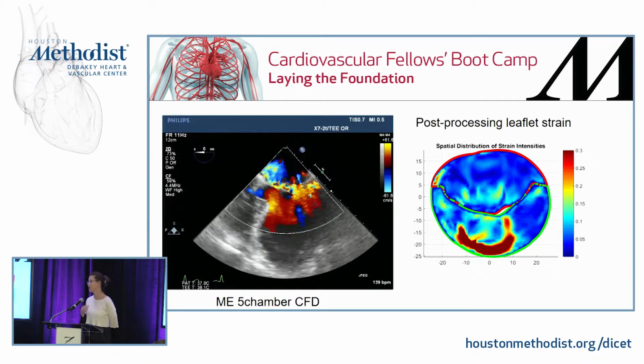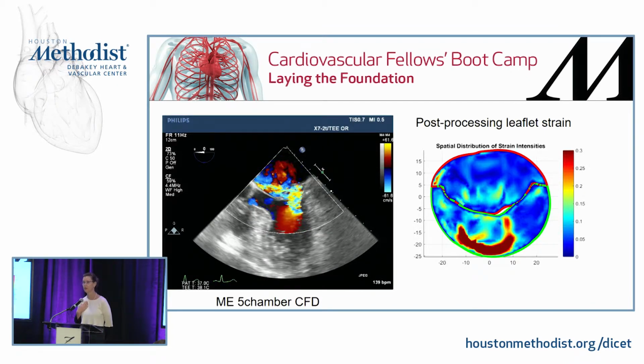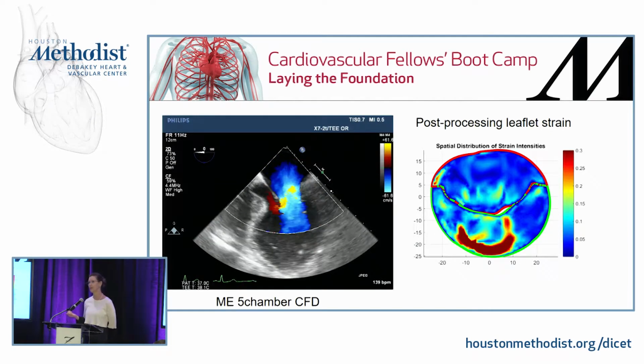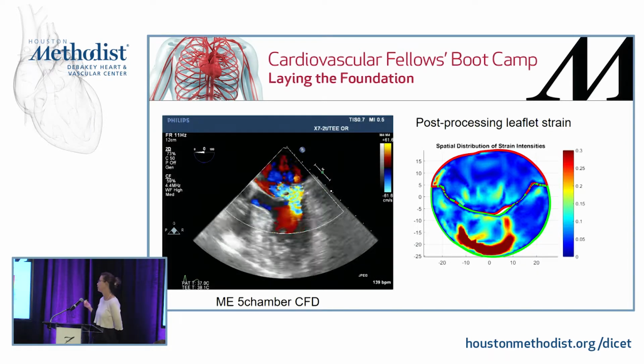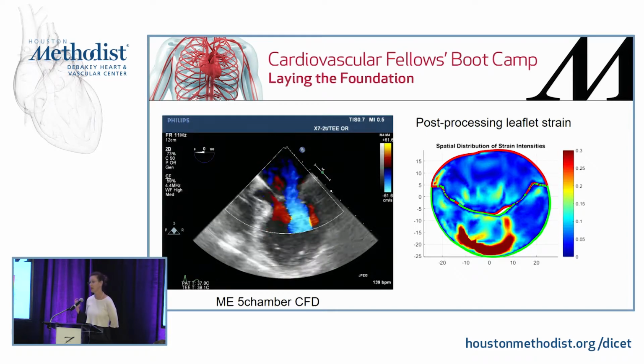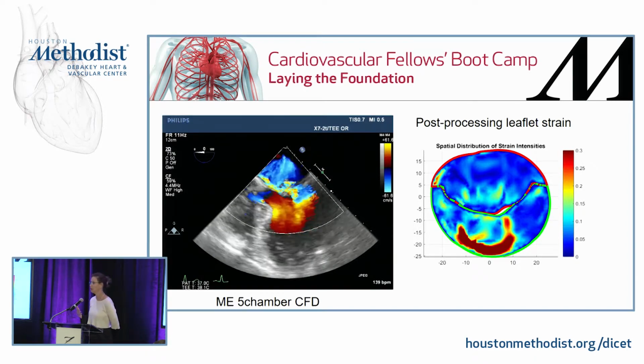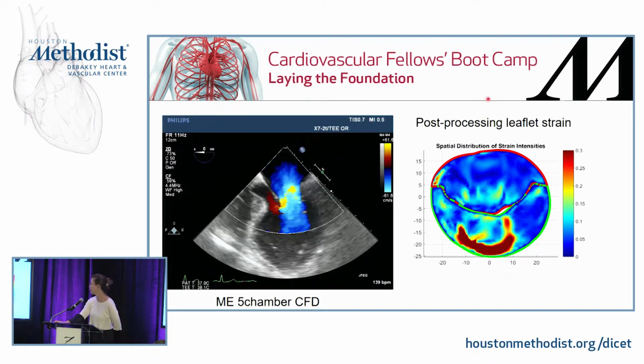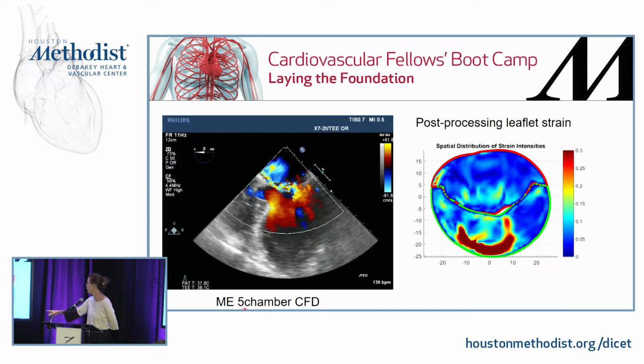So Dr. Tippett was talking about the posterior leaflet being more vulnerable to dilation and strain, and so we actually proved that at Methodist. We are looking at post-processing strain imaging for mitral valve leaflets, and you can see that here's the posterior leaflet. The red is strain. The highest amount of strain is at P2. So it's not surprising that P2 is usually the leaflet that's affected.